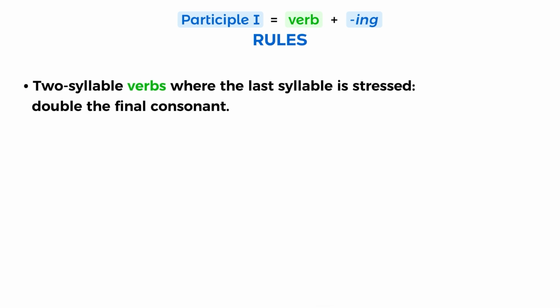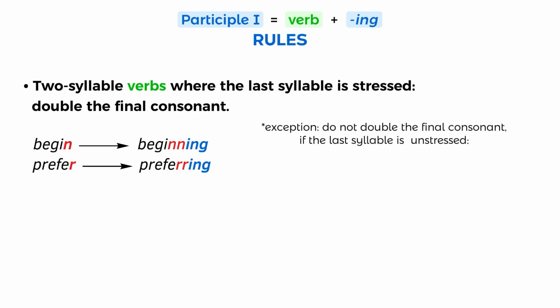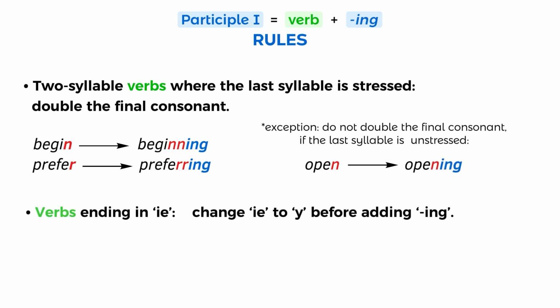Two-syllable verbs where the last syllable is stressed double the final consonant. Begin becomes beginning. Prefer becomes preferring. Exception: do not double the final consonant if the last syllable is unstressed. Open becomes opening. Verbs ending in ie change ie to y before adding -ing. Lie becomes lying.